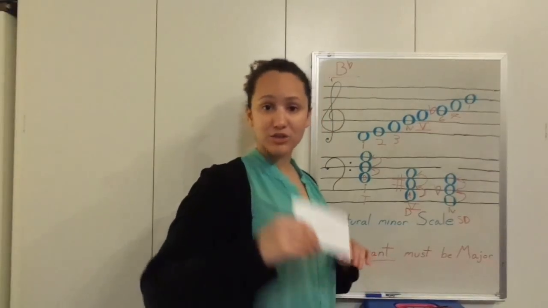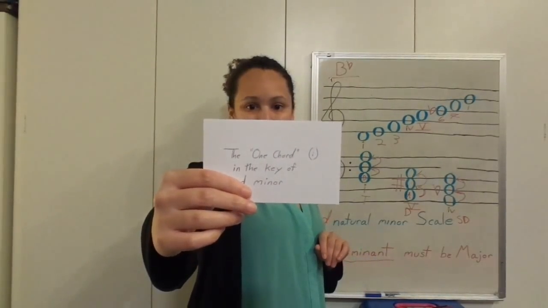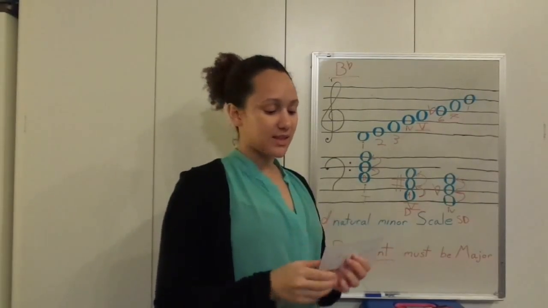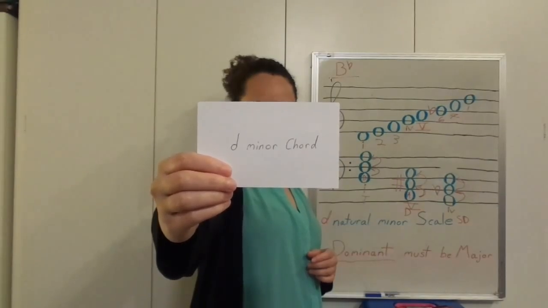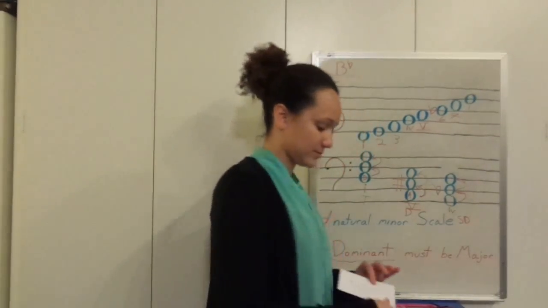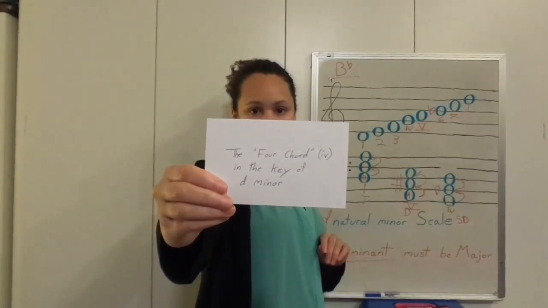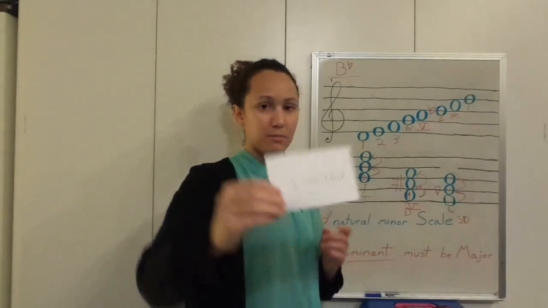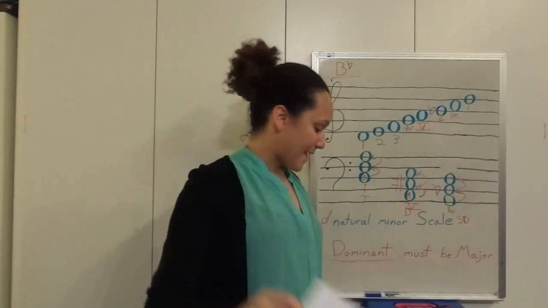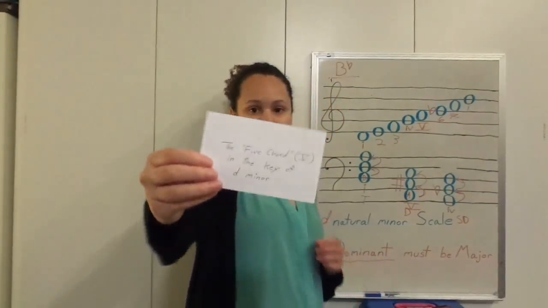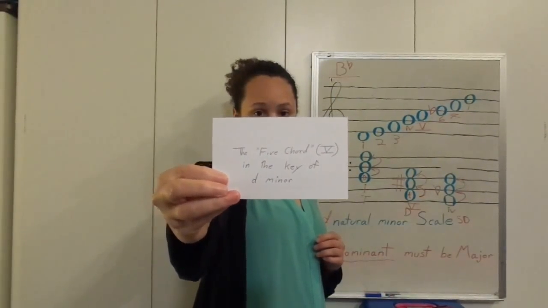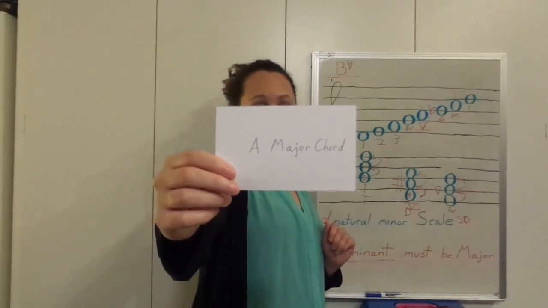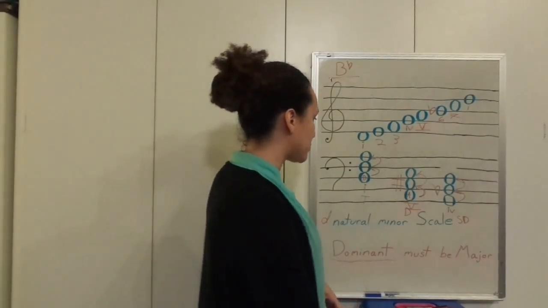Okay, go ahead and take out your flashcards. Right here, the 1 chord in the key or scale of D minor, and that's the D minor chord. The 4 chord in the key or scale of D minor, and that's our G minor chord. And finally, our 5 chord. Make sure it's capital for major. And of course, it's our A major chord, and that will have the raised third.